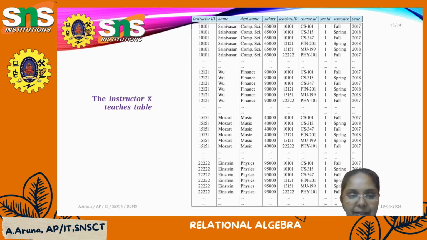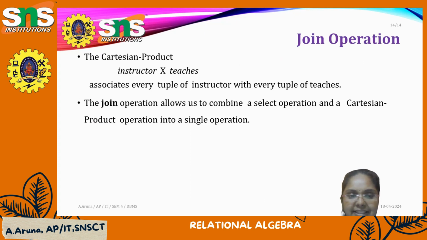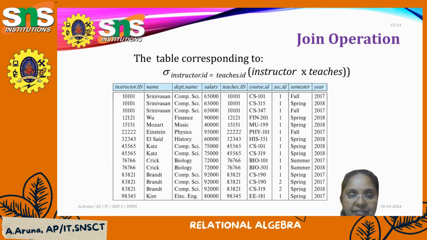And also, for example, if I write like this, this is my instructor table, this is my teachers table. So these two will be combined together. So your final output will be like this only. The next thing is, it is also called one of the join operations, because join allows us to combine two tables. So by using a Cartesian product operation, we join these two things in a single operation. So we will see that over here.